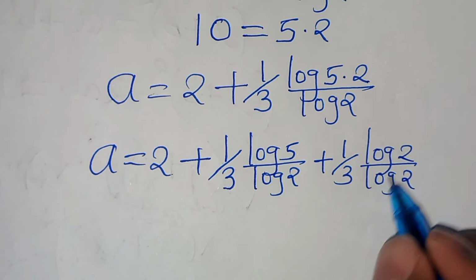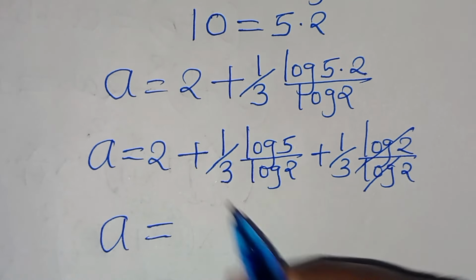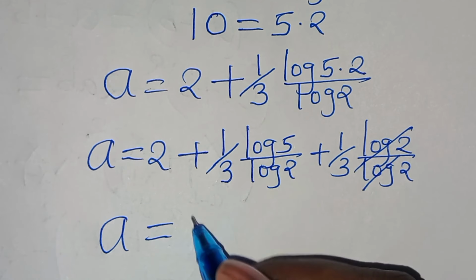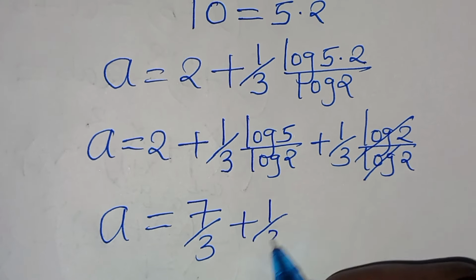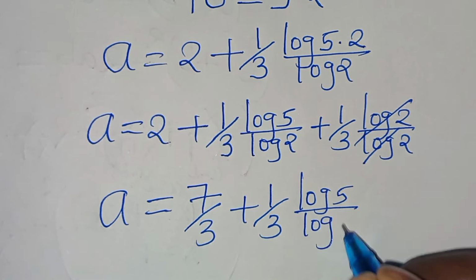So now we can simplify log 2 and log 2 here. So this means that A is equal to 2 plus 1 over 3, and this is actually equal to 7 over 3, then plus 1 over 3. This is log 5 divided by log 2.